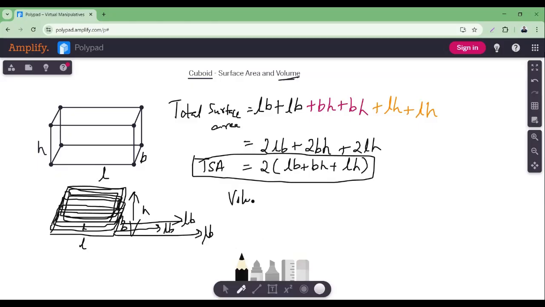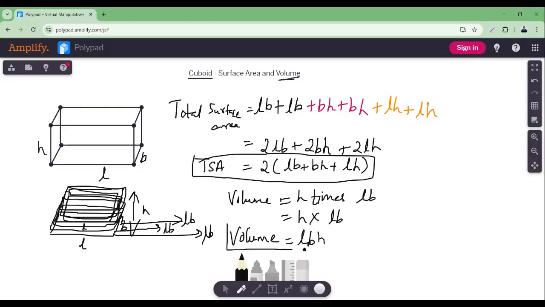So the volume is H times this one plate, that is LB. That means H into LB. That is nothing but the volume of a cuboid, which is LBH. That means I take all 3 dimensions and multiply them. I will get the volume of a cuboid. That's it. It's very simple. Just that you have to understand how it is coming.